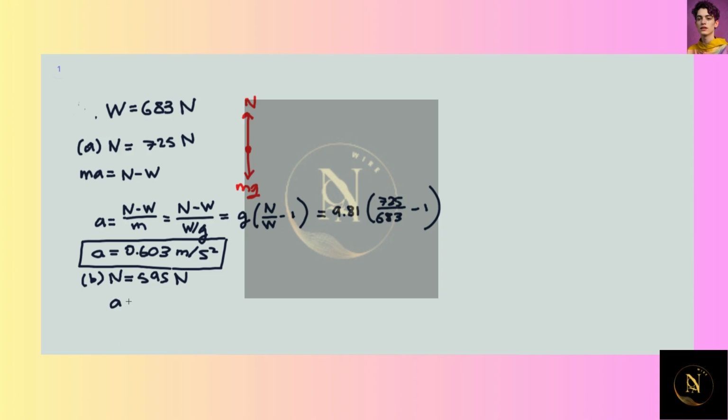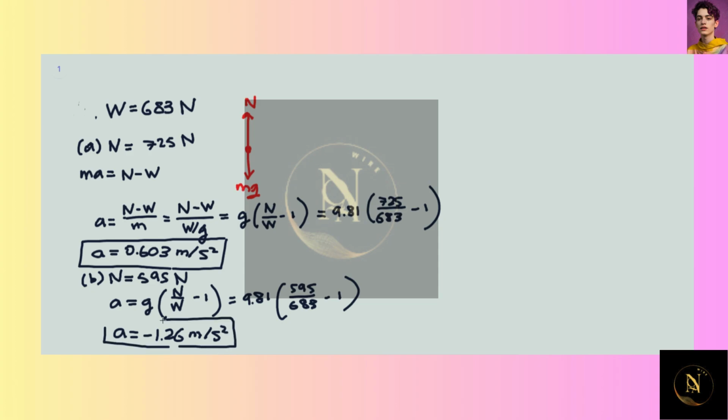So I'll just quote the result that we found earlier, which is that acceleration is equal to the acceleration due to gravity times the dimensionless factor of N over W minus 1. So we plug in our numbers of 9.81 meters per second squared, normal force of 595, over 683, minus 1. Plug in the numbers and we get negative 1.26 meters per second squared, so slightly stronger acceleration than before.